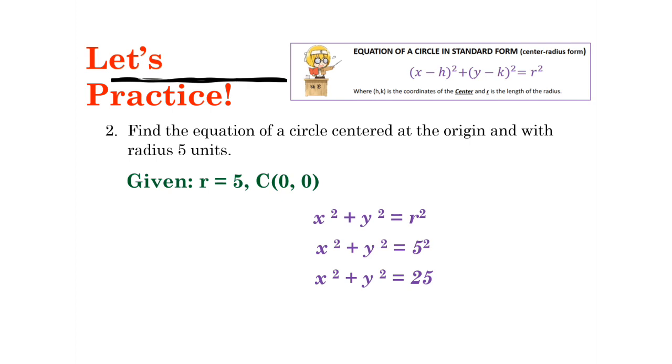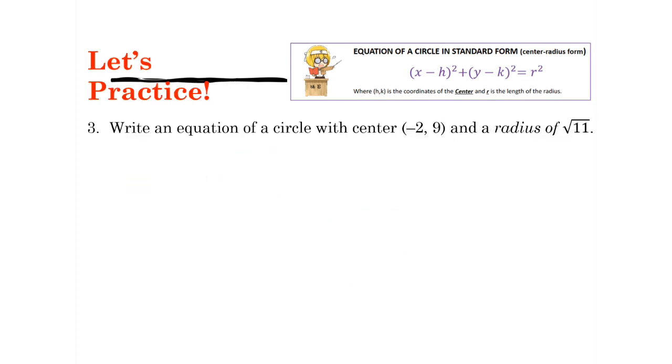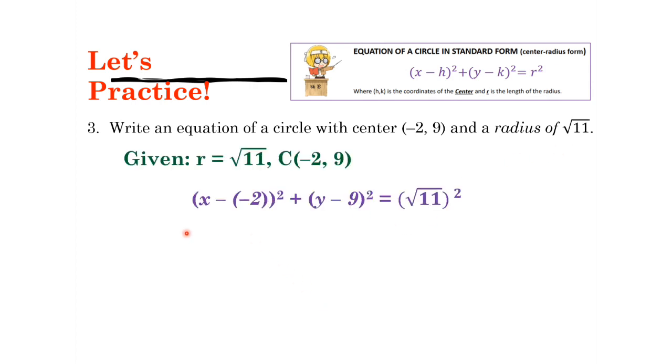So now, how about if you have this kind of equation, given our center is (-2, 9), and the radius is square root of 11. It's not complicated, just substitute. So, as you can see, we have x minus our value for h, which is negative 2, then y minus our k, which is 9. And the radius is square root of 11, so we raise that to 2.